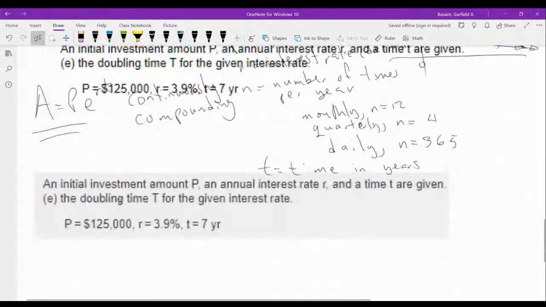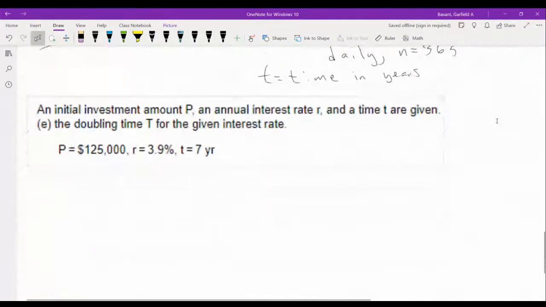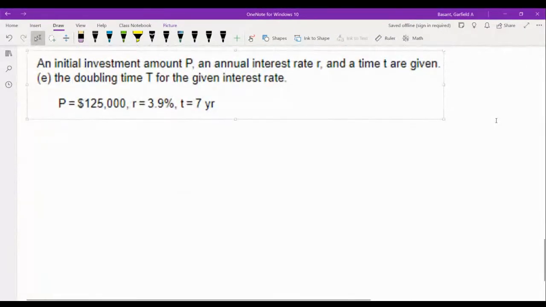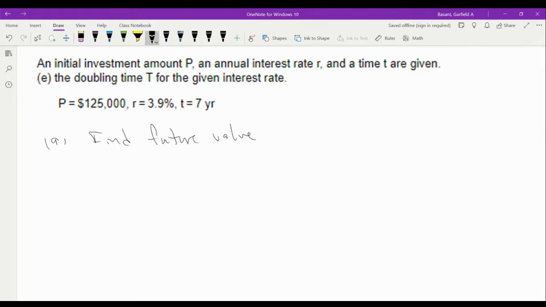You actually drag this down to the bottom. All right, so give us some room. Part A says find the future value when compounded annually.